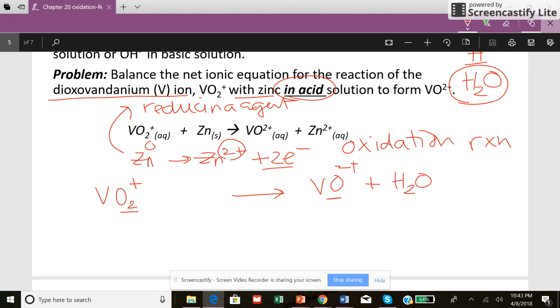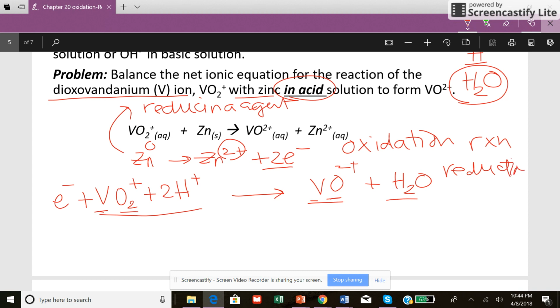Each water gives you 1 oxygen. So now the vanadium is balanced, oxygen is balanced, but this side has 2 hydrogens. The source of the hydrogen is H plus. You need 2, so add 2. So now everything is balanced, vanadium, oxygens, and hydrogens, but the charge is not balanced. The net charge on this side is 3 positive, and on the other side 2 positive. So you have to add 1 electron over here. And because the electron is on the left side, this reaction is a reduction.